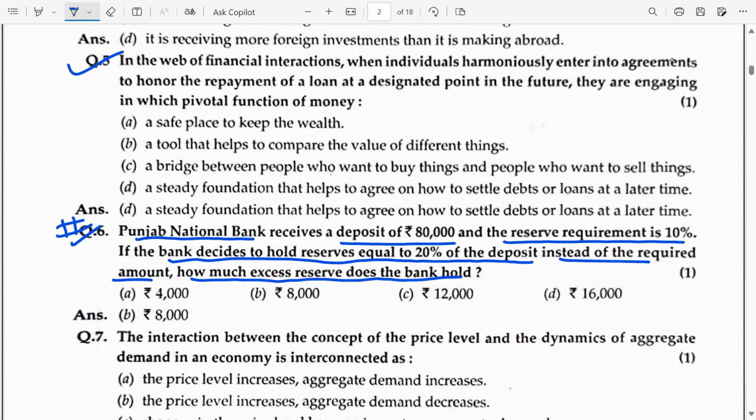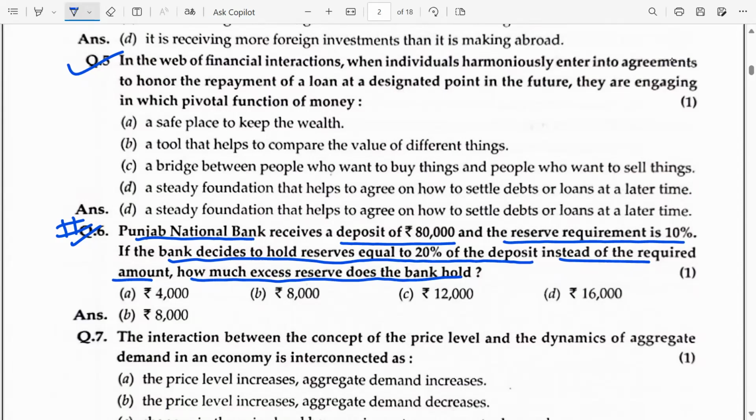When the commercial banks keep reserves with the central bank purely in the form of cash, we call it the cash reserve ratio. And when the commercial banks keep a fraction of the deposits with themselves in the form of cash, gold, or government securities, that's called the statutory liquidity ratio. Okay, this is all the theory part. Now let's come to the numeric.